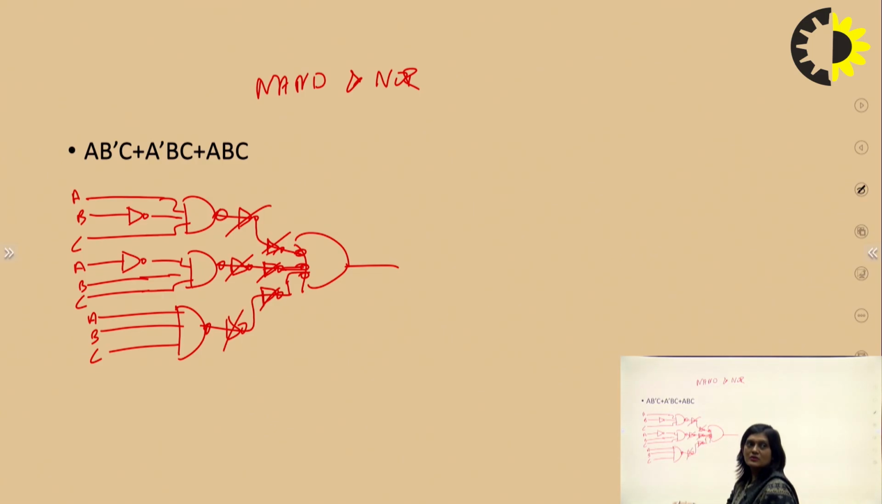Okay. Now redraw this circuit by replacing all the gates here with the help of the NAND gate. So this is how we can realize this expression with the help of the NAND gate. And for NOR gate, draw first of all with the basic gate.